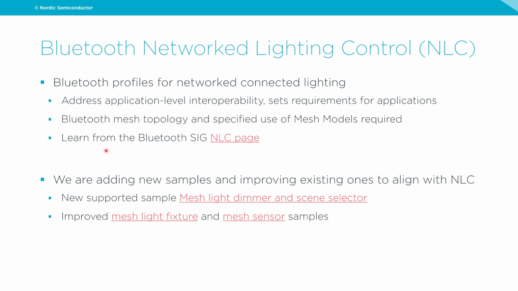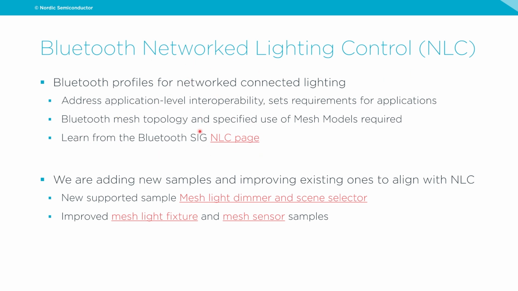And to wrap up the Bluetooth updates portion, the Bluetooth SIG is also introducing something called Bluetooth Networked Lighting Controls, NLC as an acronym. This is Bluetooth profiles for network connected lighting. It addresses more of an application level interoperability, and it sets requirements for applications to comply with this new specification. It's based on Bluetooth mesh topology, and it specifies the use of the Bluetooth mesh models required to implement this NLC set of profiles.